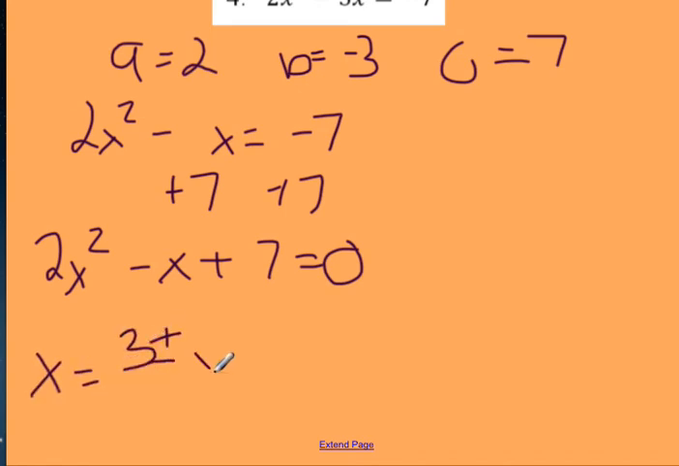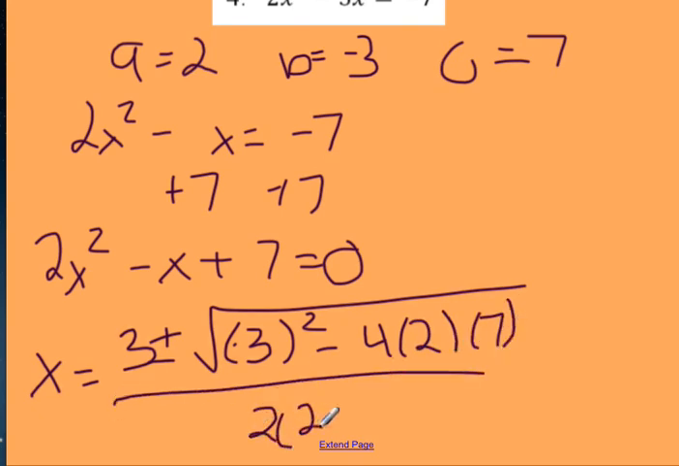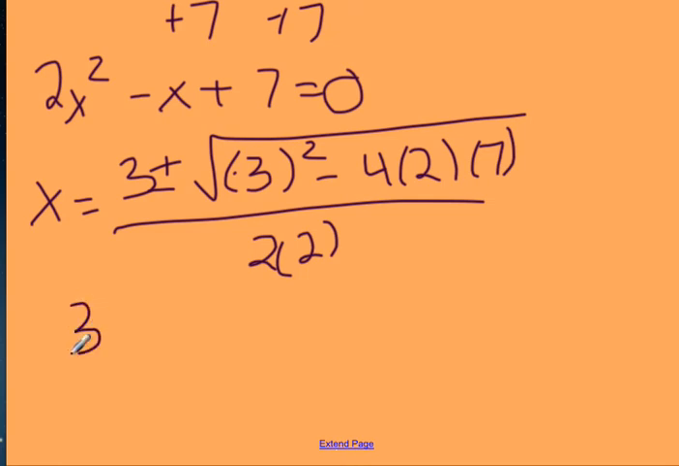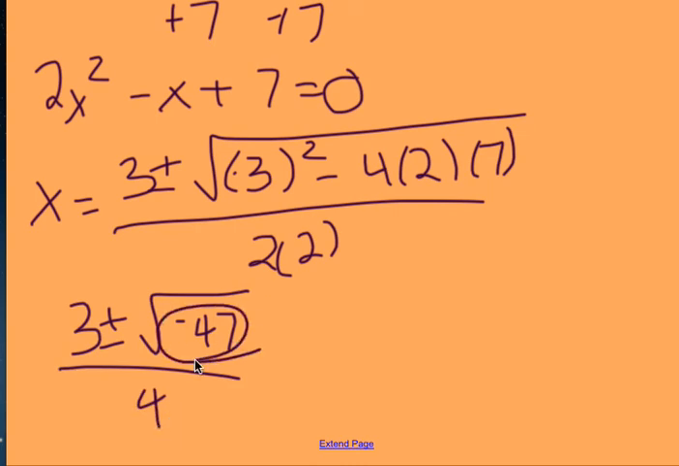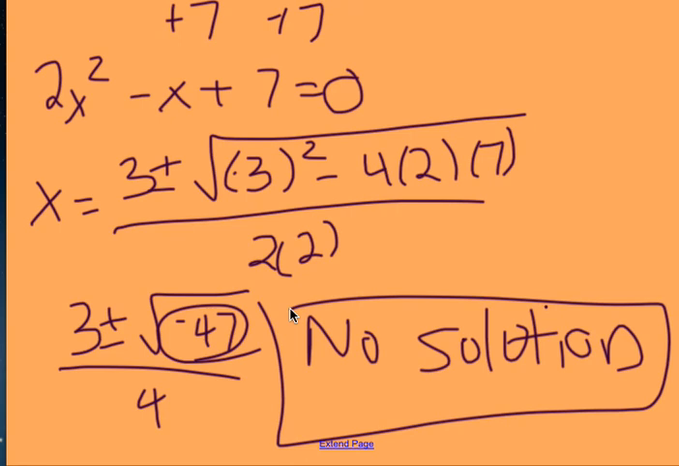Opposite of b plus or minus the square root of b squared minus 4 times a times c, all of that over 2 times a. So then I get 3 plus or minus the square root of negative 47, and we're dividing that by 4. Now recall that you cannot take the square root of a negative. So since you can't take a square root of a negative, your answer is going to be no solution for number 5.